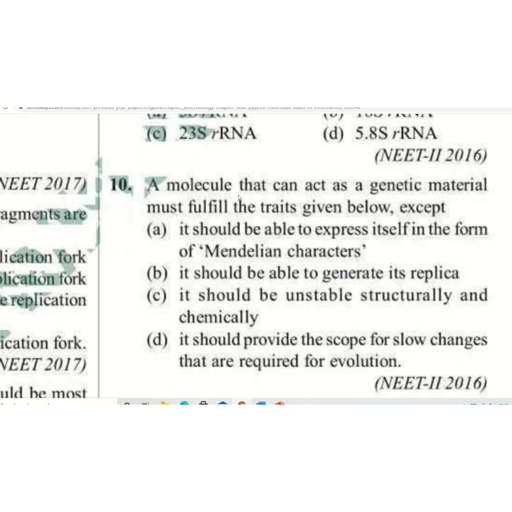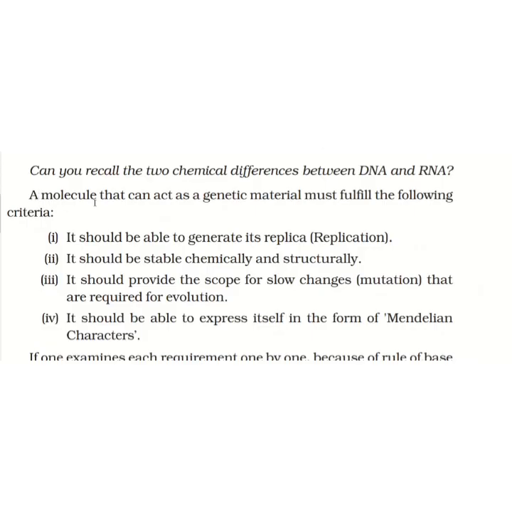The next one. A molecule that can act as genetic material must fulfill the traits given below except. See the options. It should be able to express itself in the form of Mendelian characters. It should be able to generate its replica. It should be unstable structurally and chemically. It should provide for the scope for the slow changes that are required for evolution. Okay, the statement from our NCERT book: a molecule that can act as genetic material must fulfill the following criteria. First one, it should be able to generate its replica.